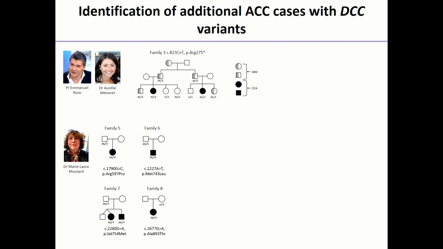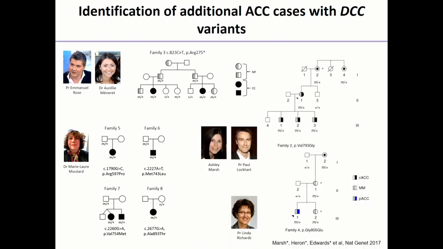Then we screened the gene in sporadic cases with isolated ACC, and we were able to find variants, missense variants, in 4 families. And we were in contact with 2 Australian groups, the groups of Paul Lockhart in Melbourne and the group of Linda Richards in Brisbane, who had also identified families with both mirror movements and agenesis of the corpus callosum. So you see here in this family, all 4 affected members have both conditions. And here in this family, you have mirror movements in the females and agenesis of the corpus callosum and mirror movements in this male.